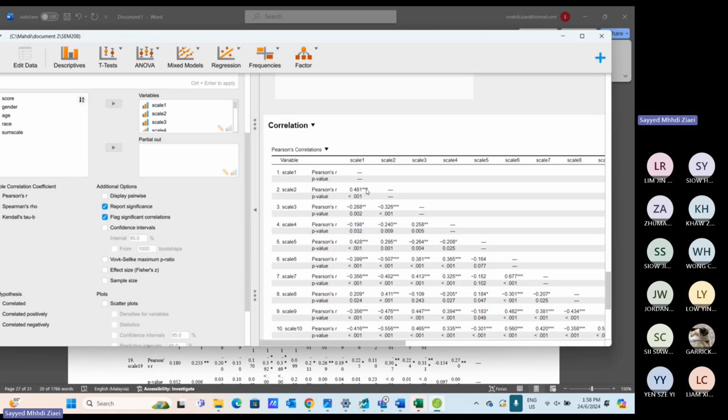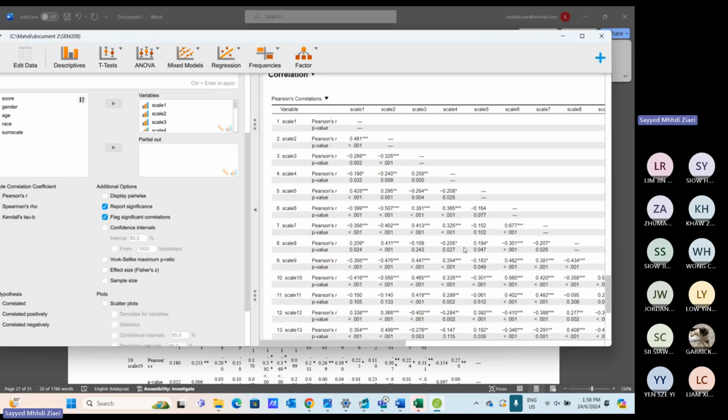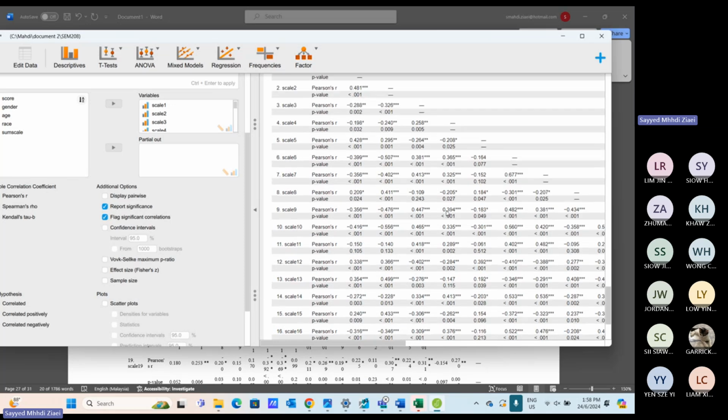3 stars stands for significant at 1%. 2 stars stands for significant at 5%. 1 star stands for significant at 10%. So for example, this one is not significant, see, because we don't have any star. But this one is significant because we have 3 stars. It means significant at 1%. This one is 1 star, significant at 10%.